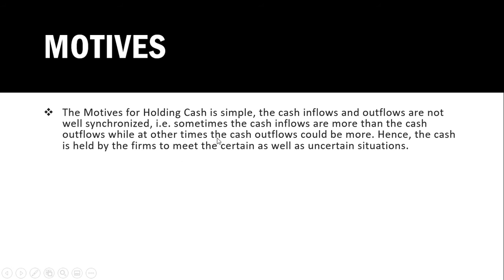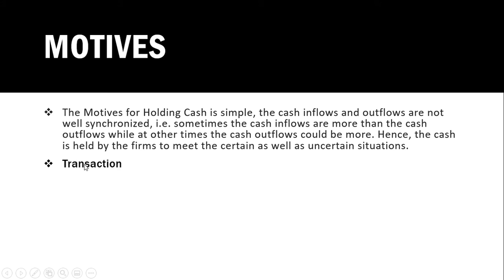The motive for holding cash is simple: the cash inflow and outflow are not well synchronized. Sometimes the cash inflow is more than the cash outflow, while at other times the cash outflow could be more. Hence, cash is held by the firm to meet certain as well as uncertain situations. So the purpose of keeping cash is for certainty purposes and uncertainty purposes. There are different motives for why business people hold cash.